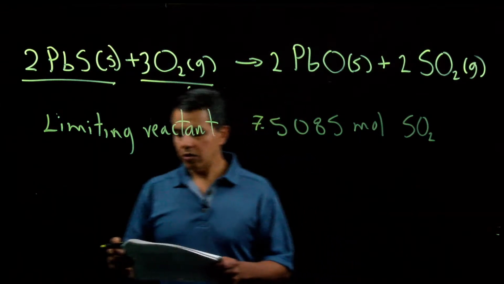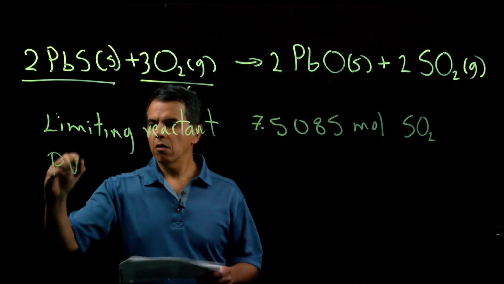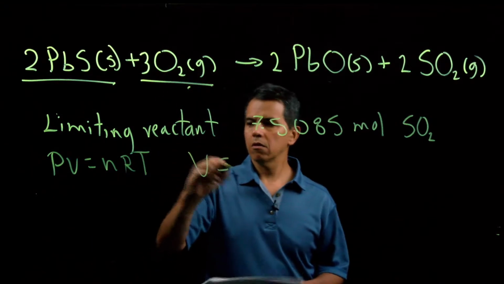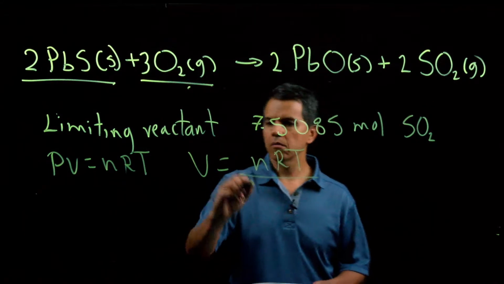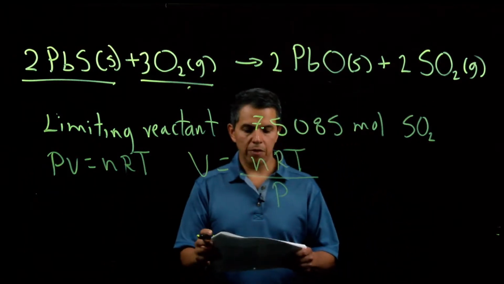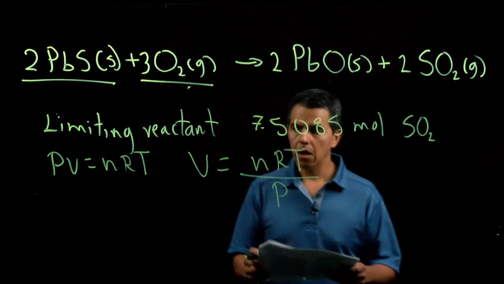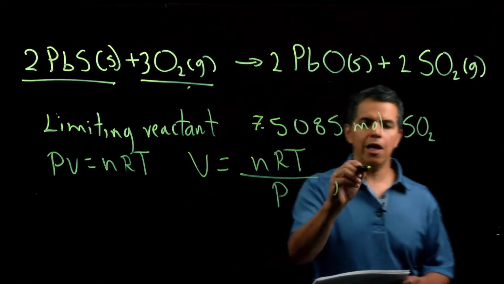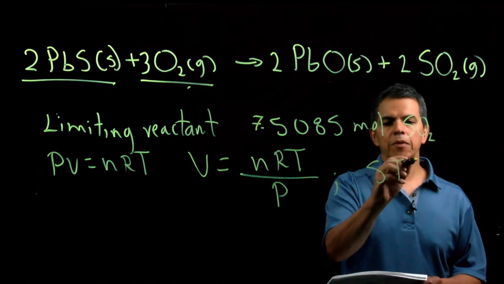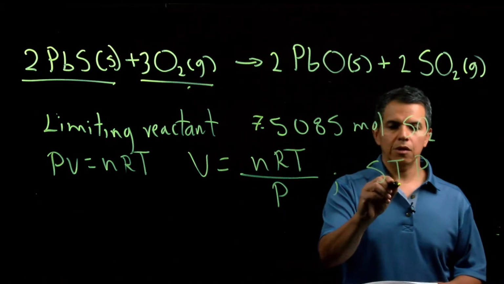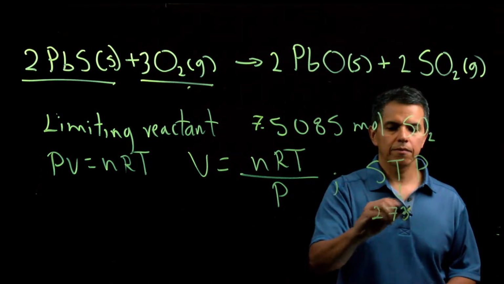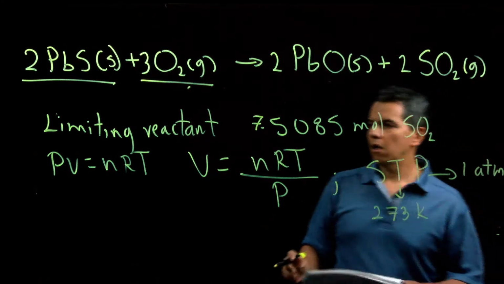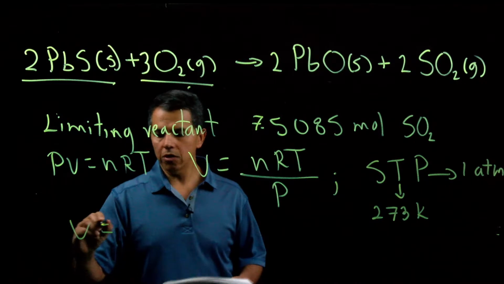So we will use the ideal gas law and solve for volume, and replace the different information that we have available for this particular problem. We are asking for the information to be given at STP, standard temperature and pressure. Temperature at STP is 273 Kelvin. Pressure is 1 atmosphere. So we're going to replace the values that we have now.